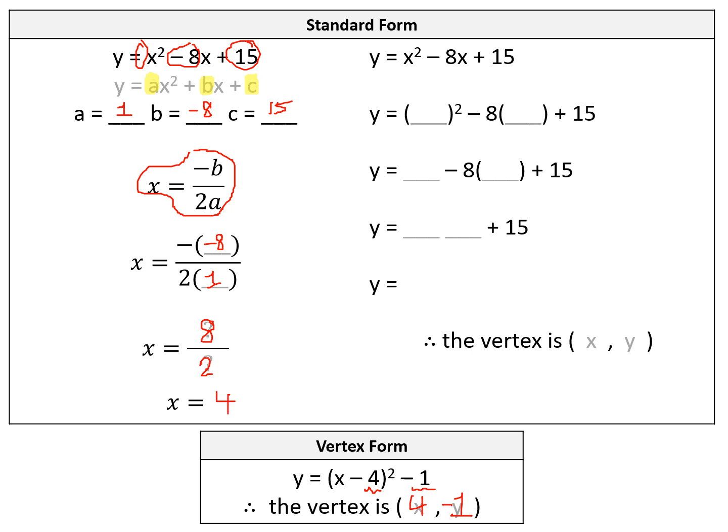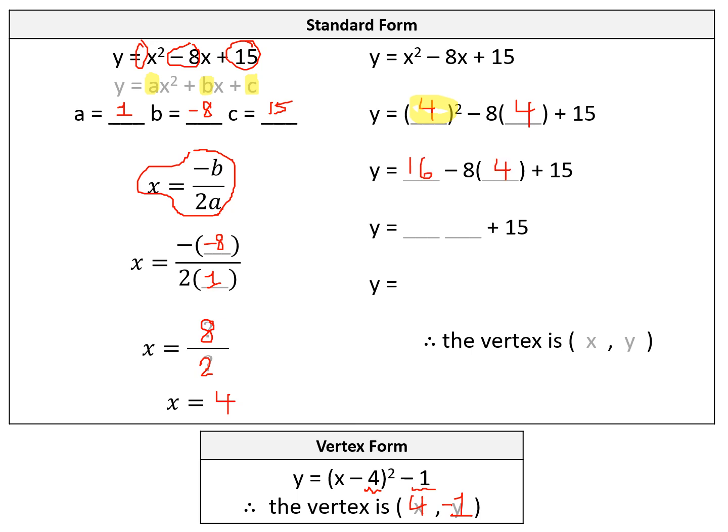Now that you have your value of x, you can substitute it back into standard form to find your value of y. So we're going to take our value of 4 and substitute it here and here. We're going to be using the order of operations, which is BEDMAS. We're going to do this first. So 4 to the power of 2 is the same thing as 4 times 4, which is 16. Everything else stays exactly the same.